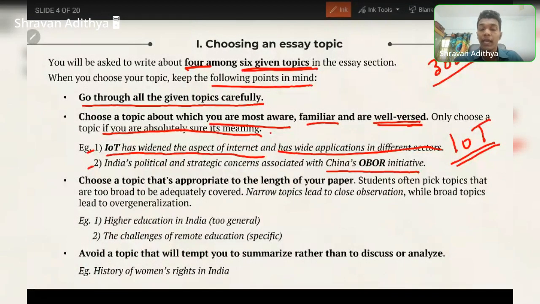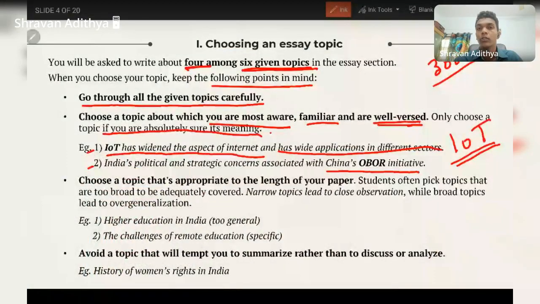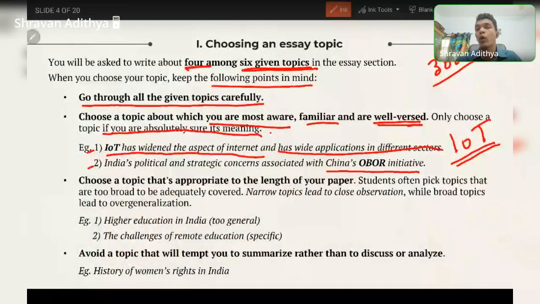Similarly, India's political and strategic concerns associated with China's OBOR initiative. That could also be there. OBOR, if you don't know what it is, stands for One Belt, One Road initiative. If you don't know what it means, you should definitely skip it. But if you are aware and familiar, and well versed with this topic, then you can go for it. You cannot take any risks here, because you can definitely not guess what OBOR is in the exam. If you are not adequately prepared, you cannot go for it.